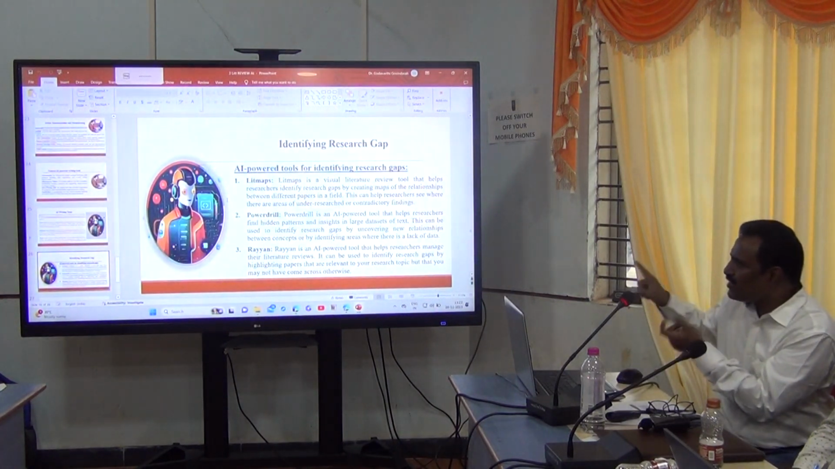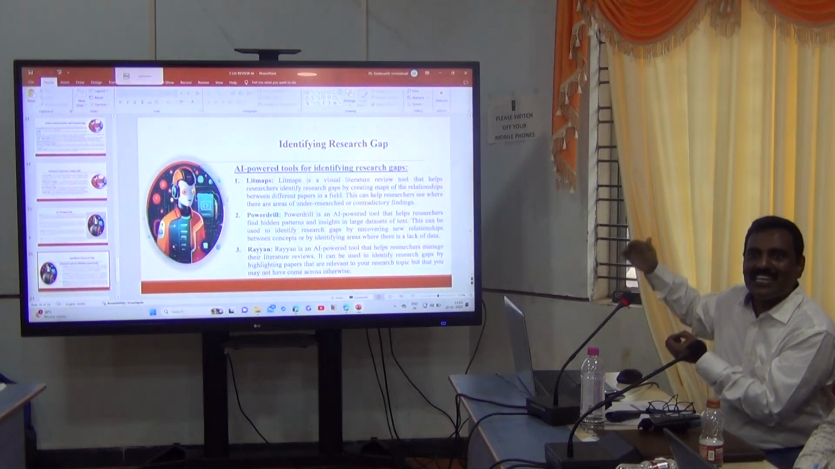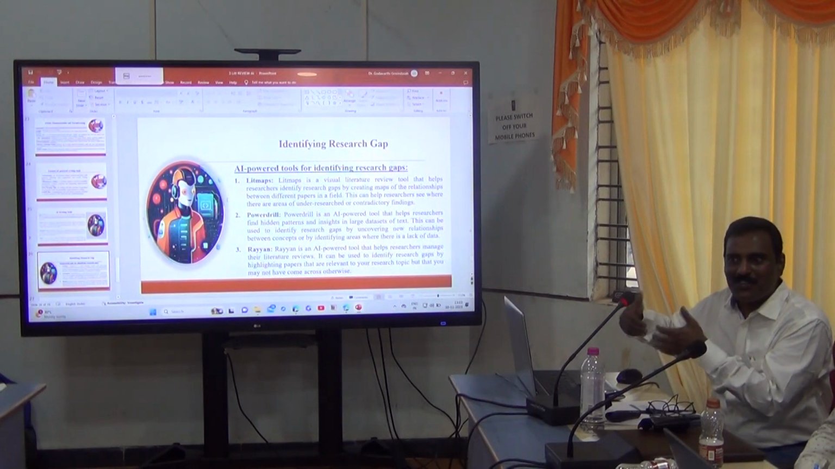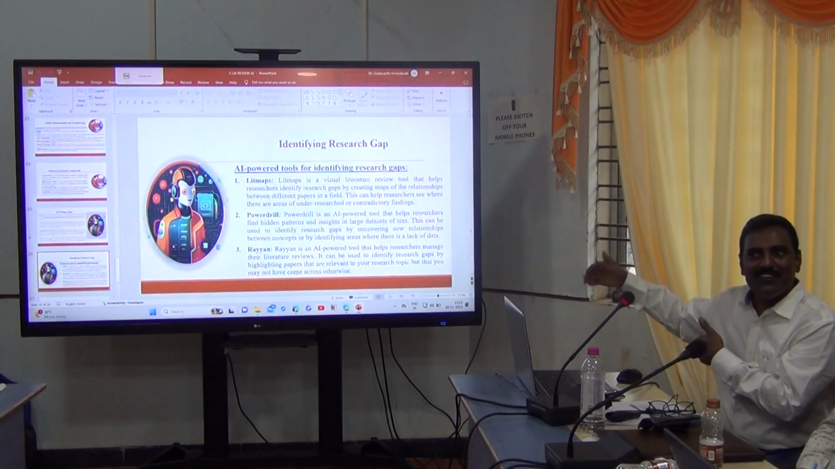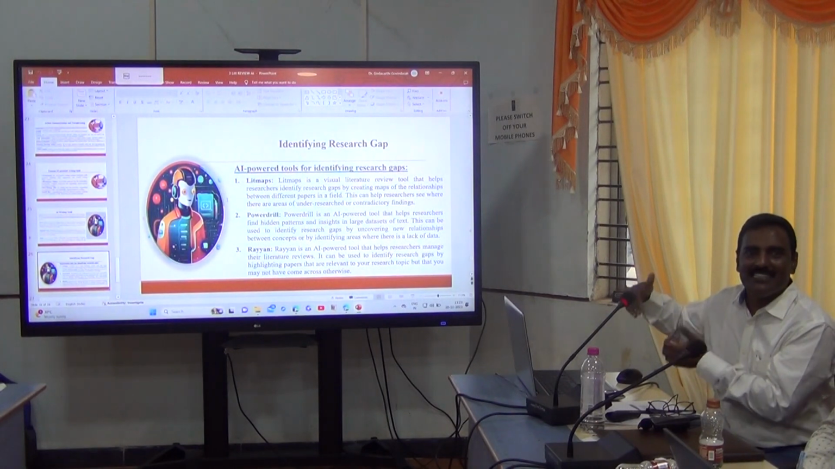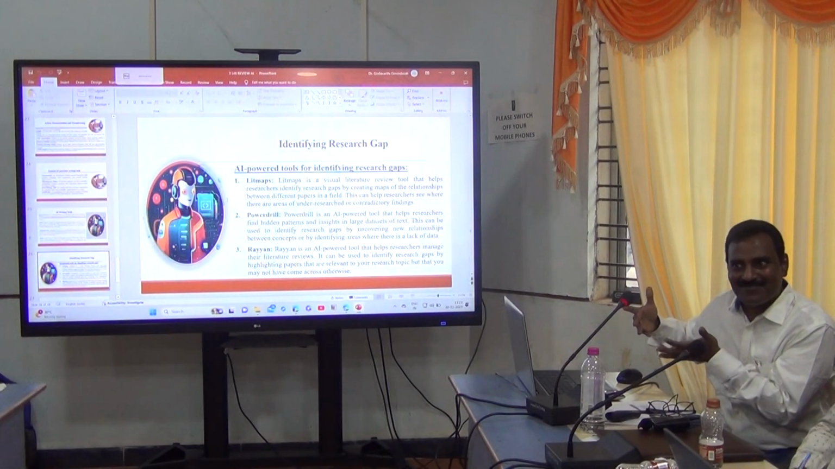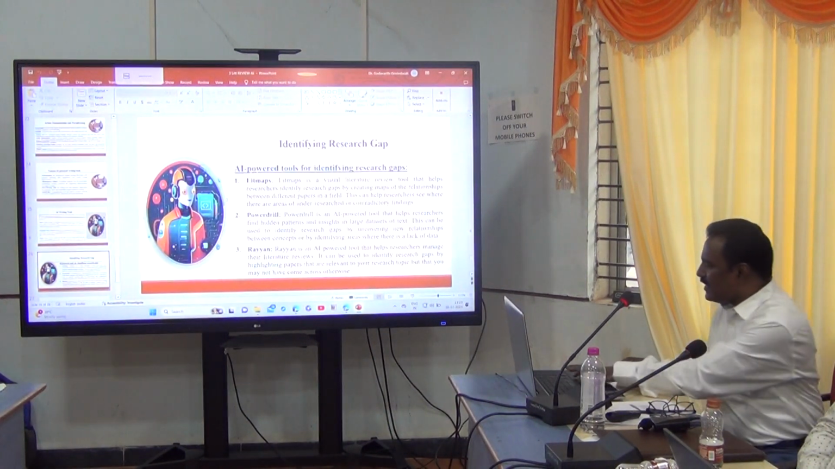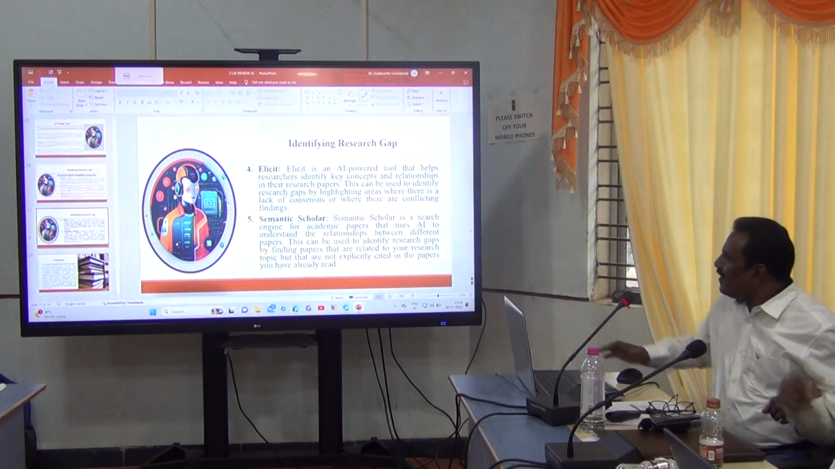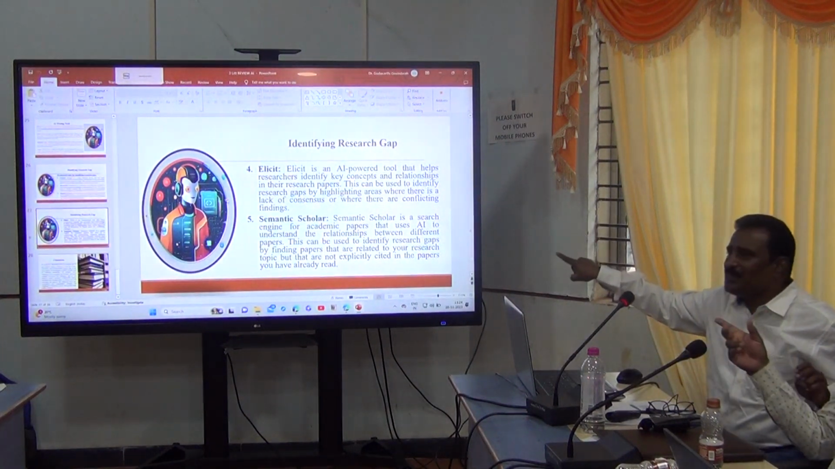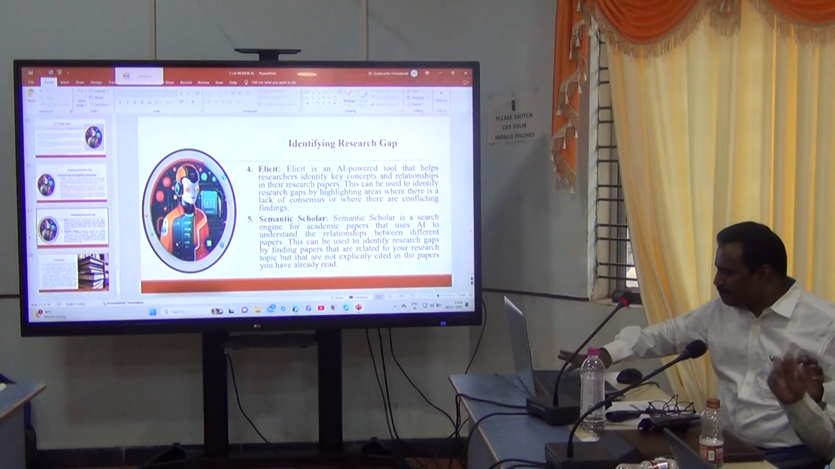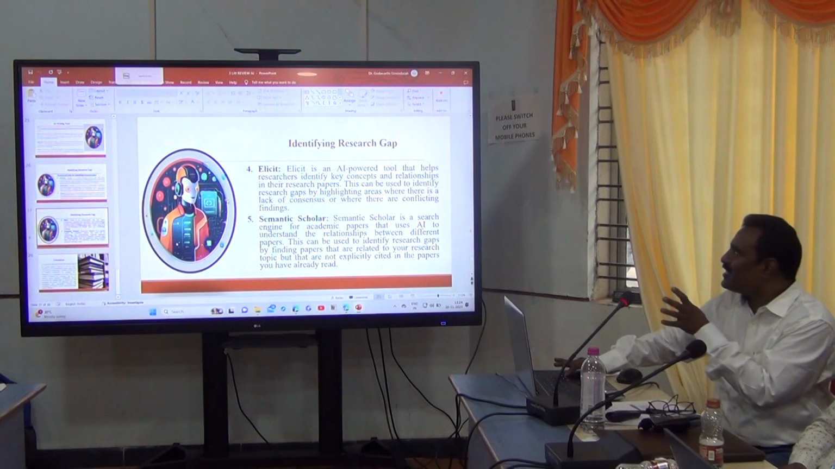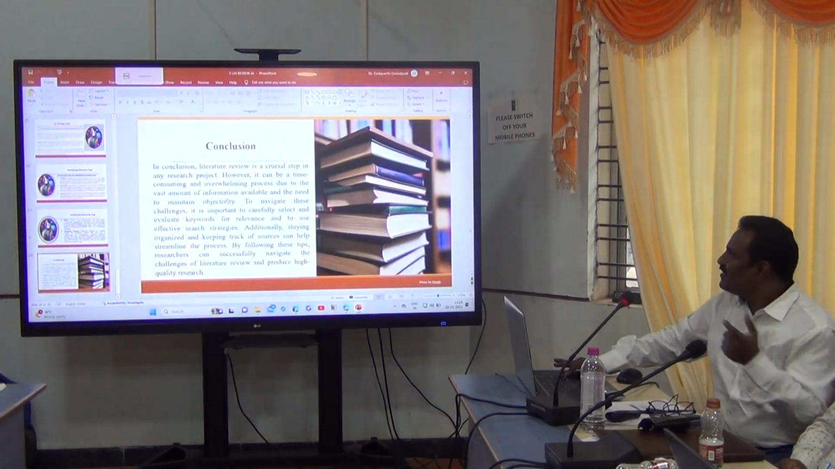So these are the Litmaps, Power Drill, Rayyan. These are the important tools which really identify the research gaps based on the papers. What are the papers you have? If you upload these, this will give you the research gaps there in the research papers. It's already produced research gaps. Right, Elicit is important, and Semantic Scholar is important. These are the writing tools and for paraphrasing your writing for research gaps.